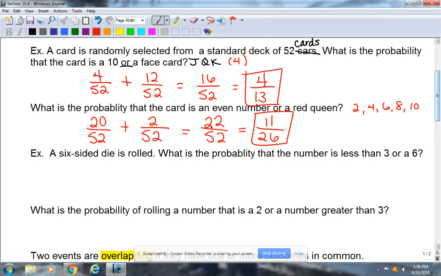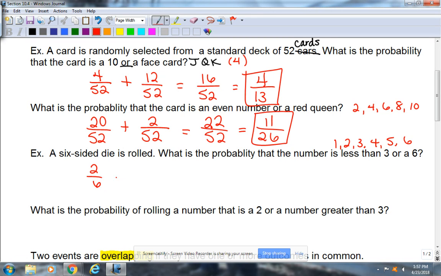What numbers are on a die? 1 through 6. 1, 2, 3, 4, 5, 6. What's the probability that a number is less than 3 or a 6? Well, how many numbers on a die are less than 3? 1 and 2. 3 is not less than 3, is it? So 2 out of how many?